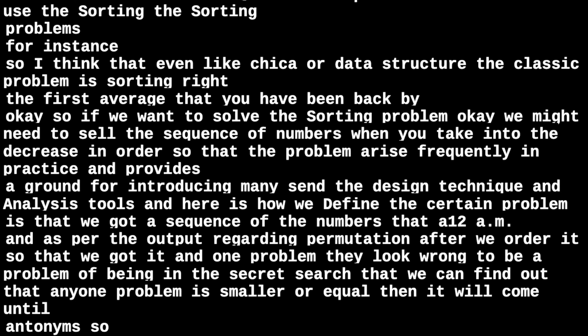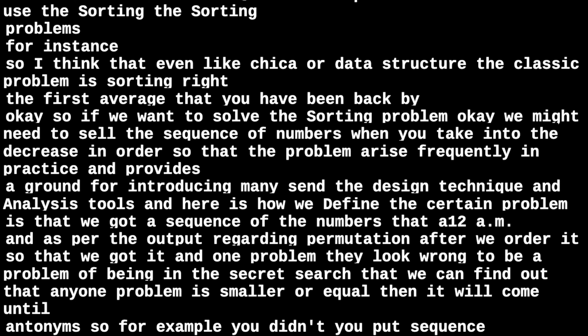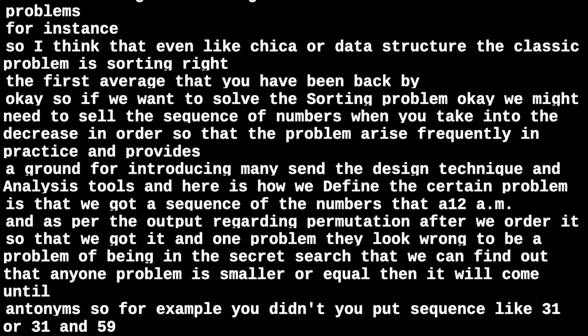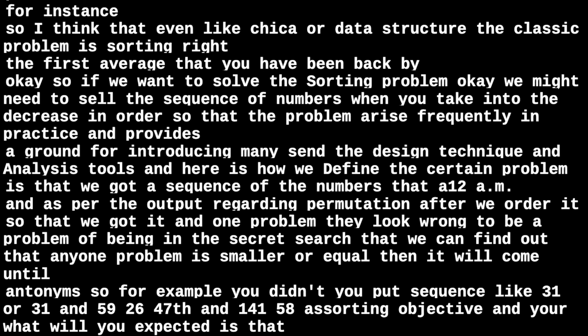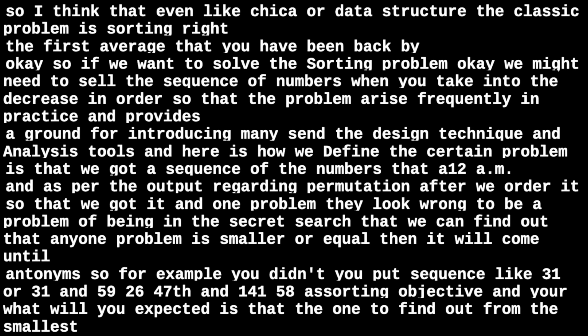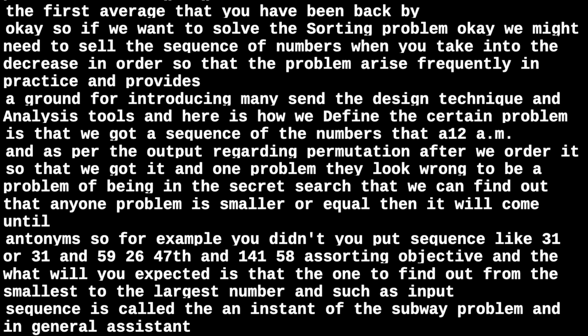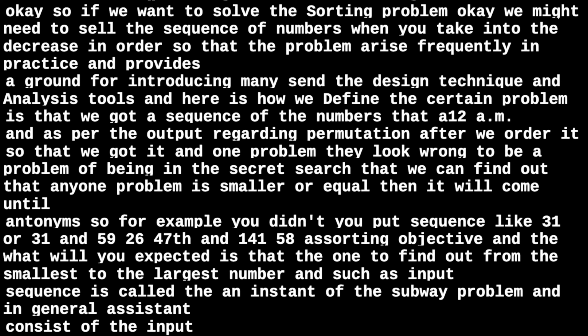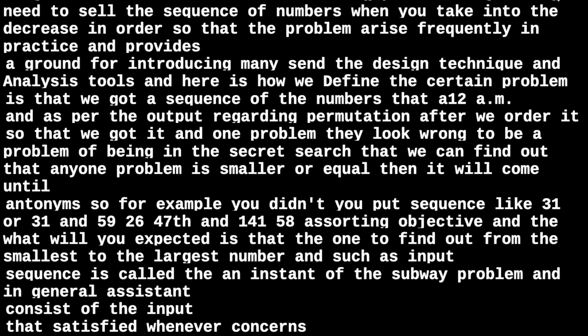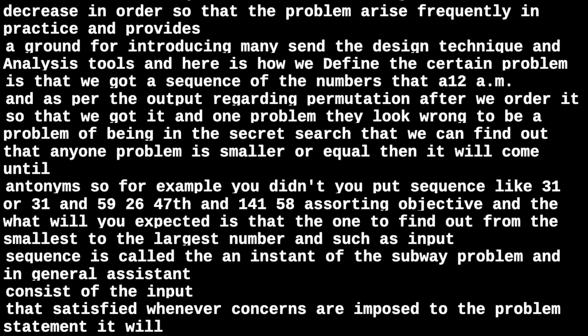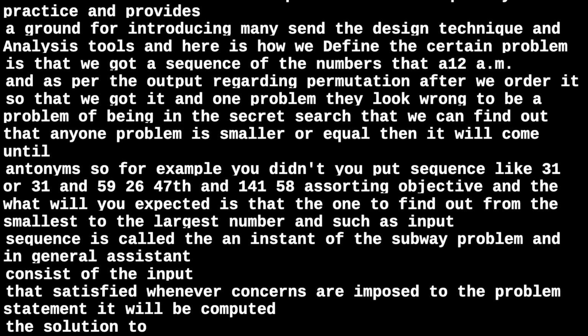So, for example, given the input sequence like 31, 41, 59, 26, 41, 58, a sorting algorithm is expected to find the order from the smallest to the largest number. Such an input sequence is called an instance of the sorting problem. In general, an instance of a problem consists of the input that satisfies whatever constraints are imposed in the problem statement, needed to compute a solution to the problem.